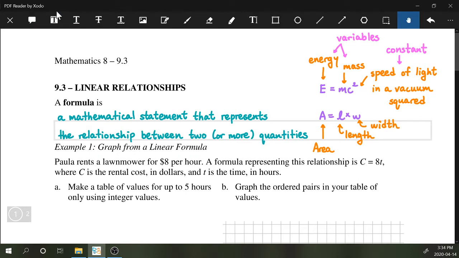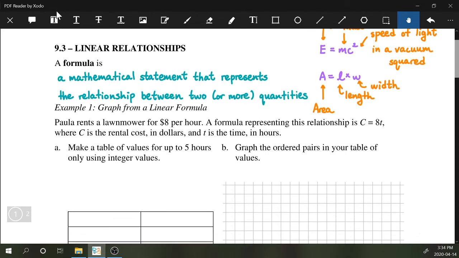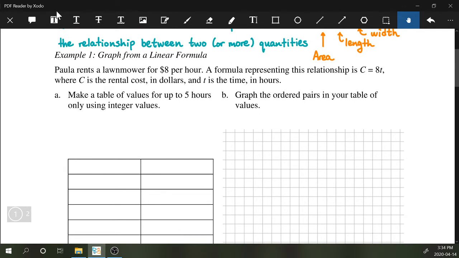So let's look at an example where we use a formula that is linear in nature. So it says here Paula rents a lawnmower for $8 per hour. A formula representing this relationship is C is equal to 8 times T, where C is the rental cost in dollars and T is the time in hours. So we're going to make a table of values for the first 5 hours.